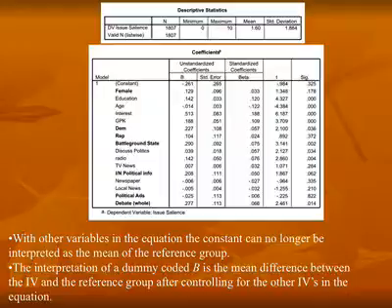So in this case, we'd interpret this coefficient as indicating there's not a significant difference between females and males after controlling for education, age, interest in politics, general political knowledge, all of the other independent variables. There's not a significant difference between females and males, right? Does that make sense?